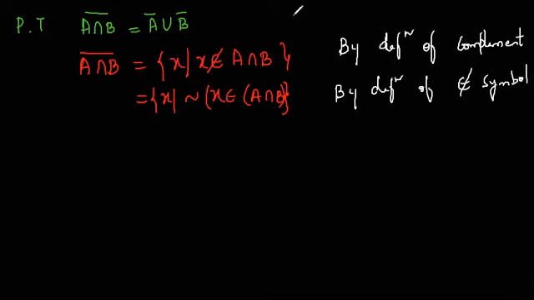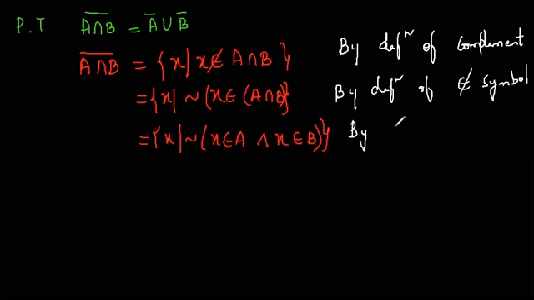After that, this is equivalent to, now A intersection B can be represented by using the connective and. So let's represent it: x belongs to A and x belongs to B. This is by using the definition of intersection.